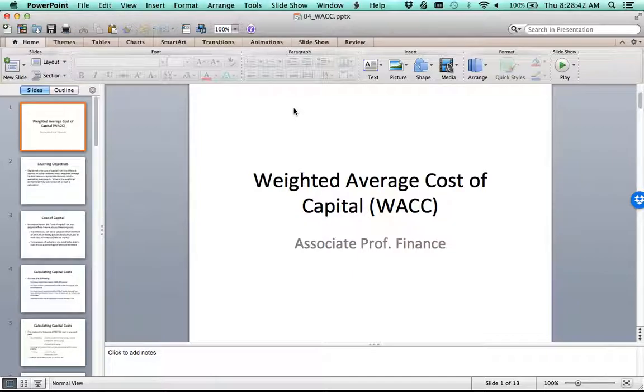And so this is really just a discussion of the concept of the weighted average cost of capital, how you would put that together, why you put it together the way that you do, and some thoughts about what impacts the weighted average cost of capital.